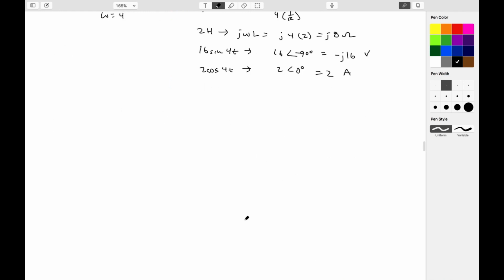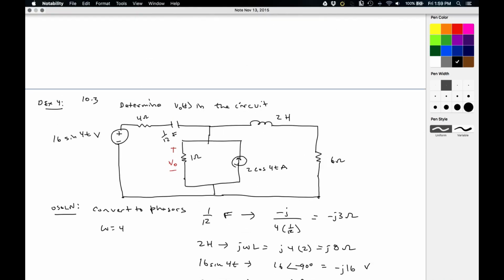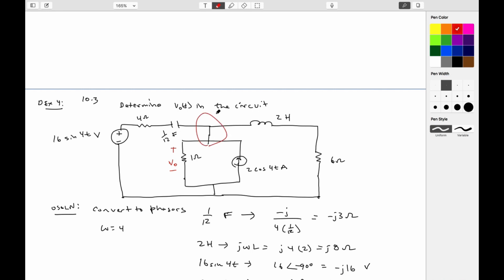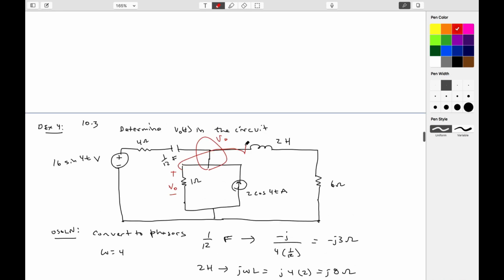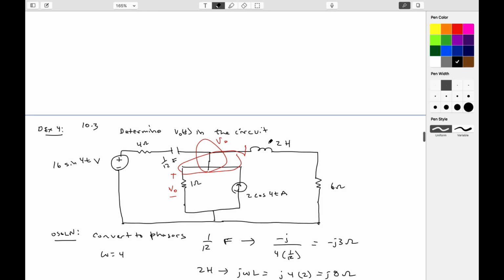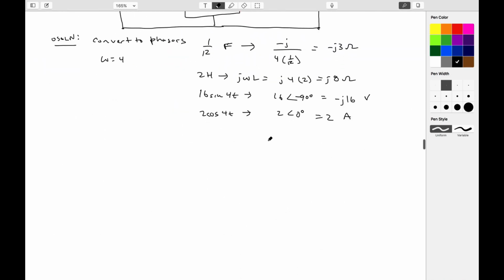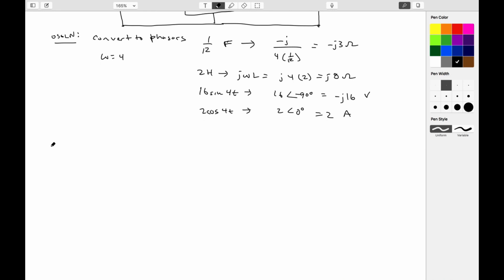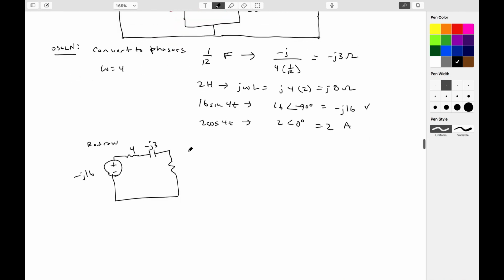All right, so let's redraw the phasor form circuit just to help us. And what I'm going to point out is that the voltage here is all V naught, right? Which means that it's also the voltage in this part. So this is kind of useful to us to know. So let's redraw this. All right, so this voltage source is minus j16. This is 4. This is minus j3. This is a resistor, which is 1 ohm.